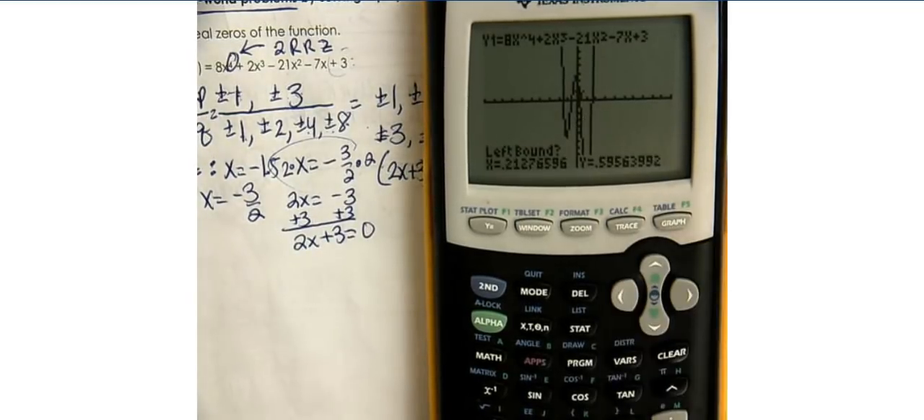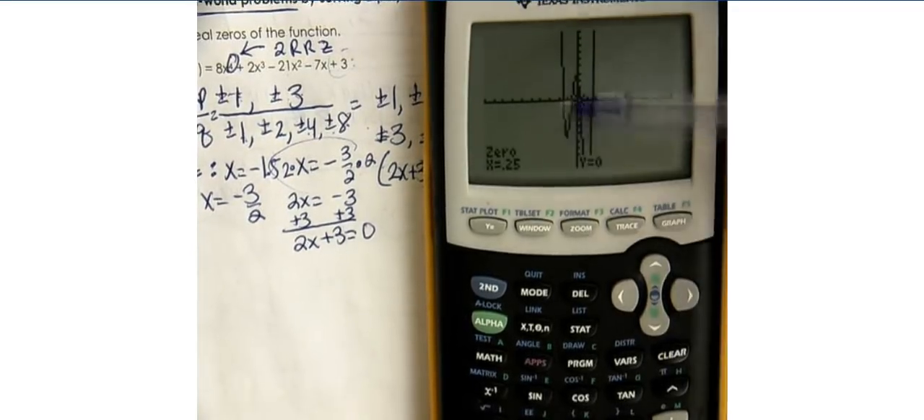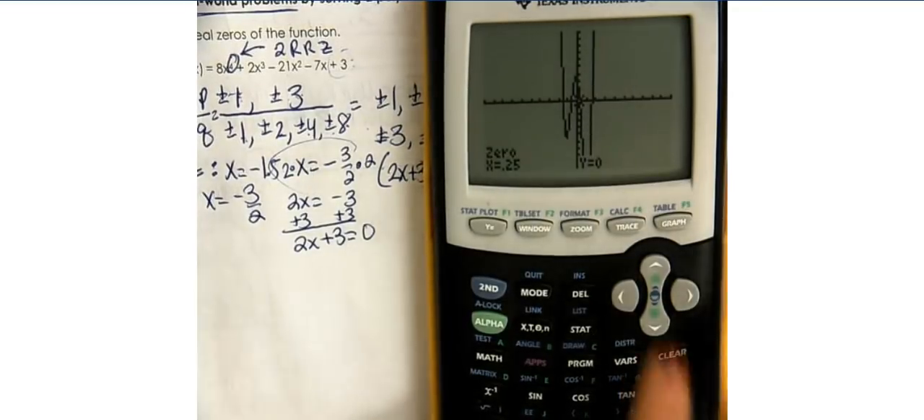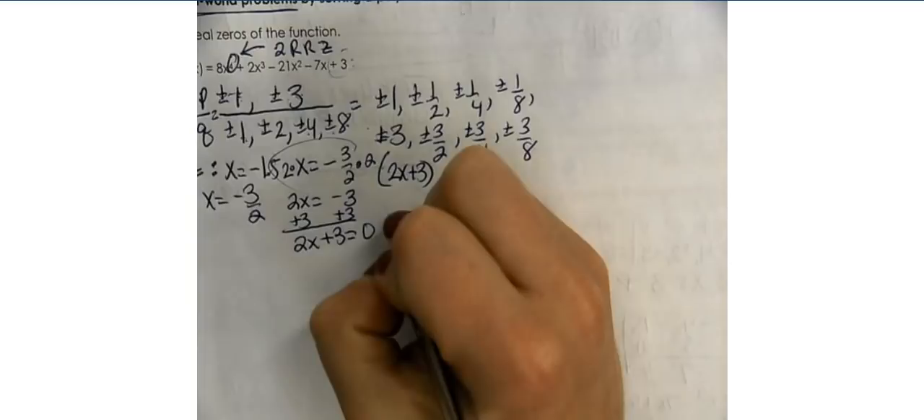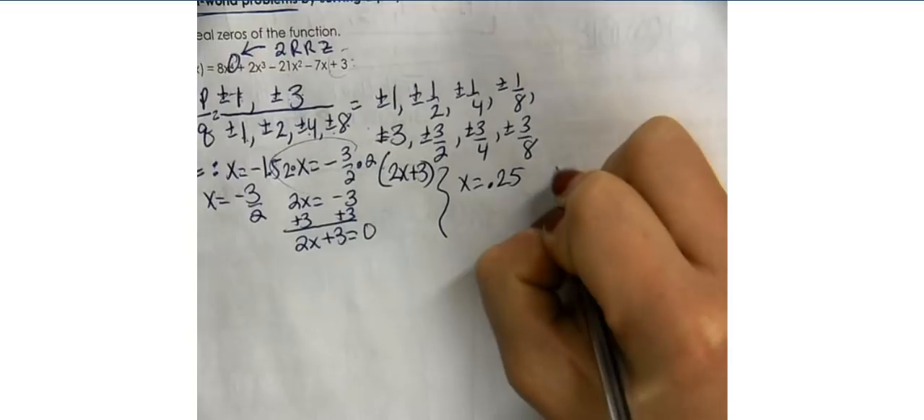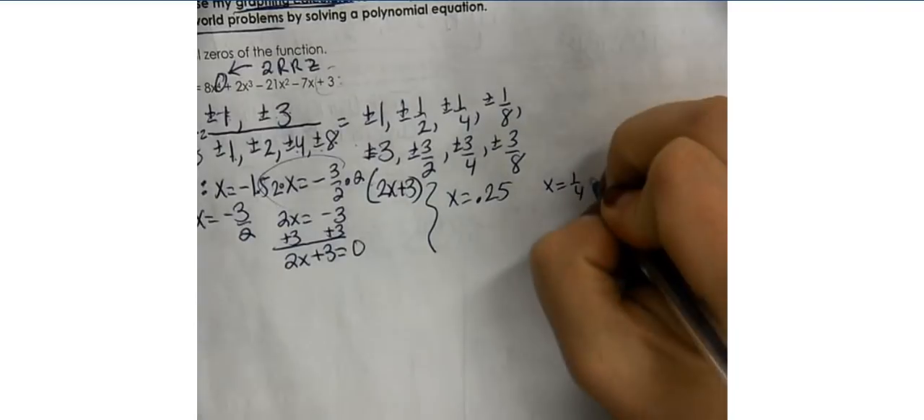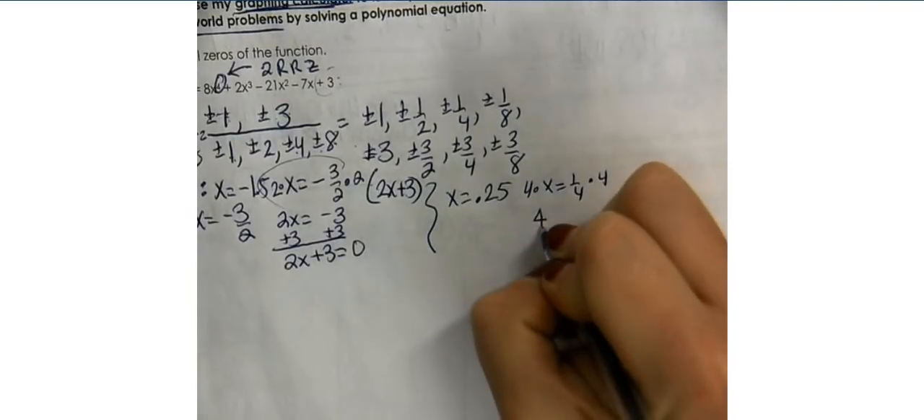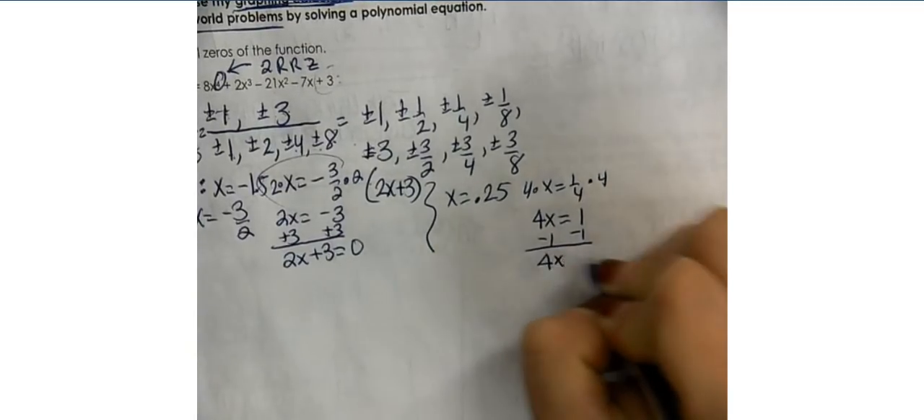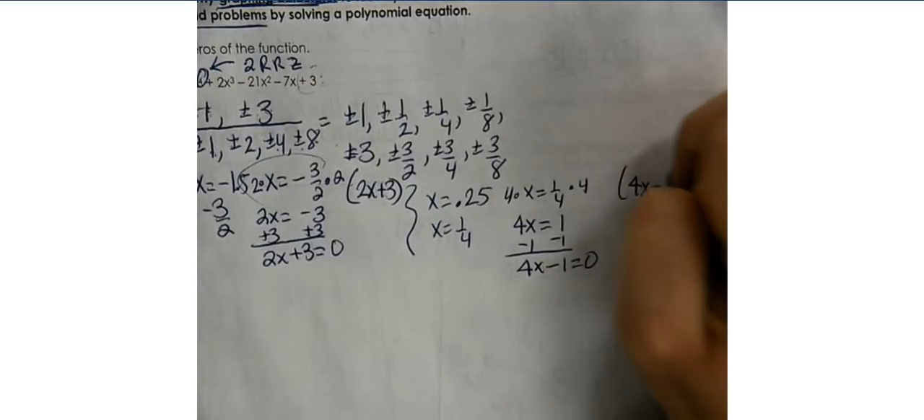All right, so here's to the left. I'm going to press enter. Here's to the right, enter, enter. And I end up with 0.25. So 0.25, I know what that number is. x equals 0.25, that's equal to 1/4. So we want to figure out what parenthesis 1/4 would come from. I'm going to multiply both sides by 4, and I end up with 4x is equal to 1. I'm going to subtract 1 on both sides, and I end up with 4x minus 1 would equal 0. So the parenthesis that x equals 1/4 would come from is 4x minus 1.